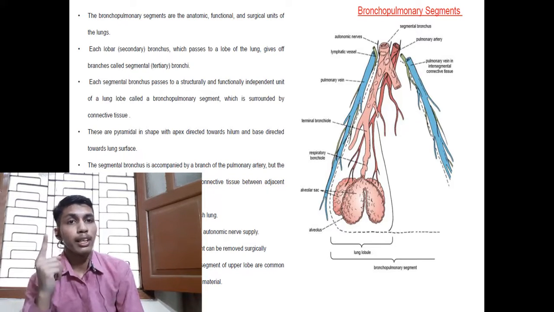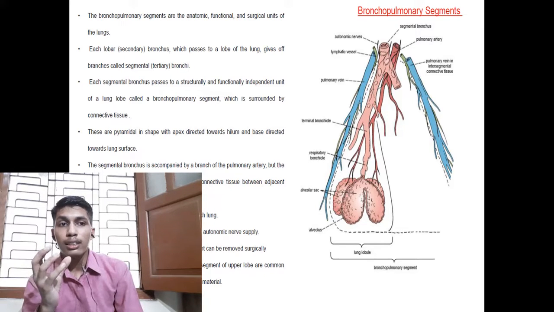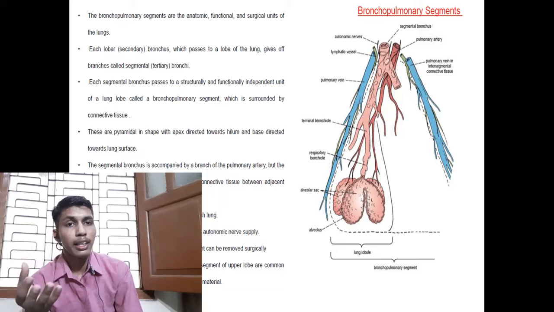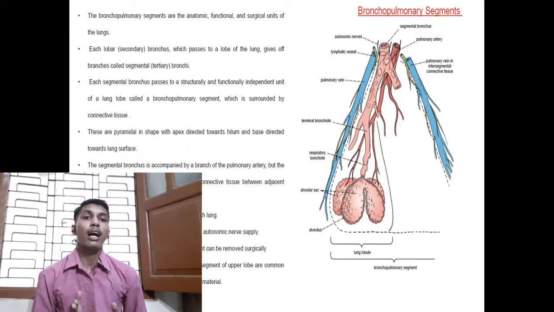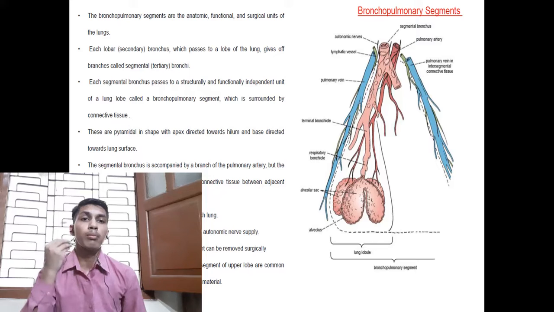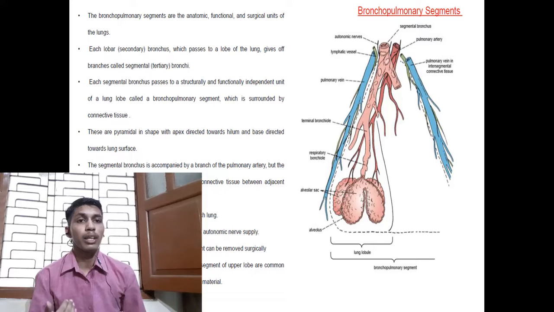So the clinical significance is that we can conserve the vital organs by removing, surgically treating, diagnosing, and checking the pathogenesis of a particular segment only. So conservation surgeries can be done, because the lungs are basically in constant exposure to the environment.